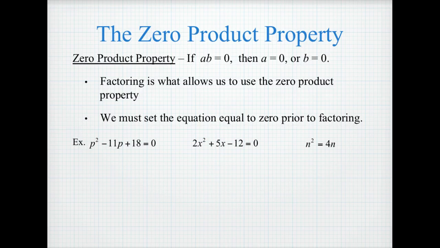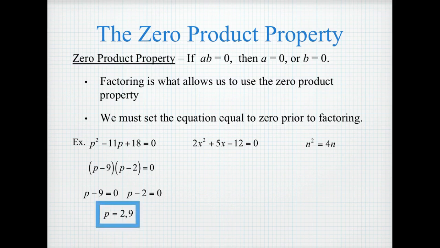The first example is p squared minus 11p plus 18 equals 0. Since the equation is already equal to 0, we're ready to factor. The equation is factorable, and expressing it in prime factored form gives us the quantity of p minus 9 times the quantity of p minus 2 equal to 0. The zero product property tells us that either p minus 9 is equal to 0 or p minus 2 is equal to 0. Individually solving these two one-step equations gives us our solution set of 2 and 9.